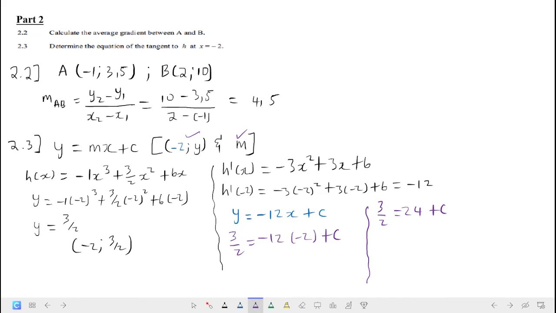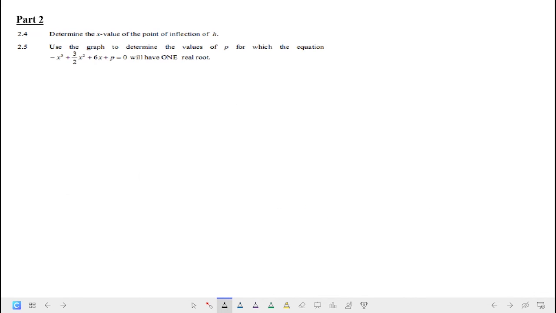And then this means 3 over 2 minus 24 gives you c. And then press this on your calculator, you're going to get minus 45 over 2 as your value for c, right? And therefore the equation is going to be y equals minus 12x minus 45 over 2. There we go. All right, so let's look over other questions.